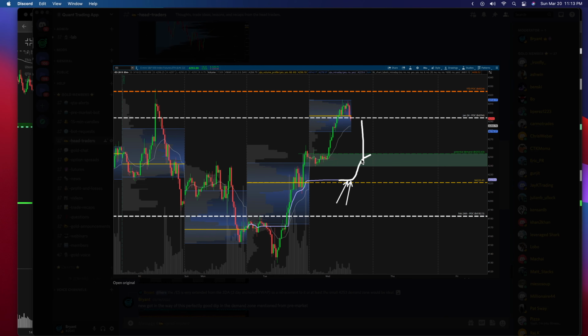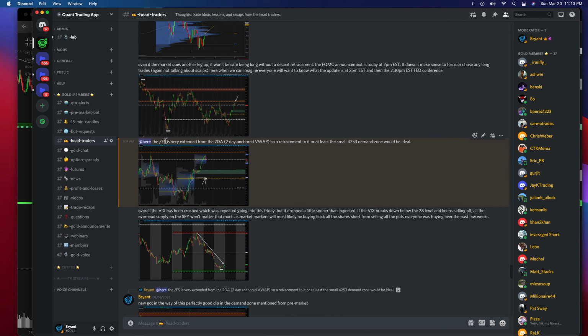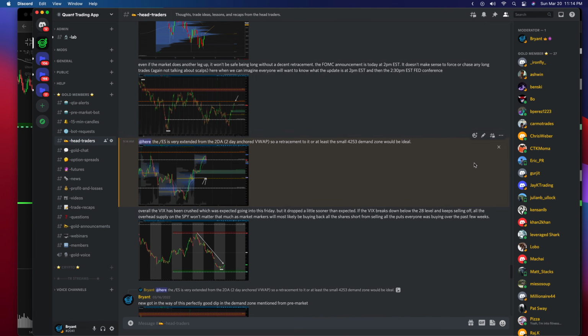And if the market comes down to this level, if you're not reading the tape, just wait to see if you see some sort of a wick. And that's essentially going to be a good place to be long. So a retracement to at least the 42.53 demand zone would be ideal. This is the 42.53 demand zone.